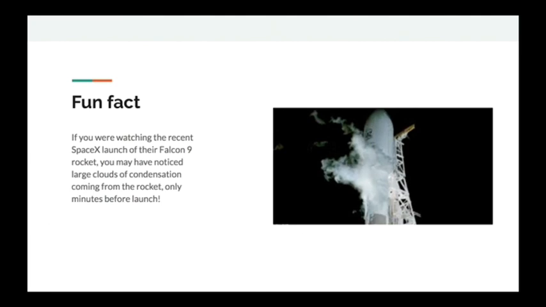However, as the rocket is sitting on the pad warming up, some of the liquid oxygen begins to become a gas again. And therefore, inside the tank, the pressure is building up, meaning SpaceX has to vent this liquid oxygen off. And therefore, you see the large clouds of condensation.